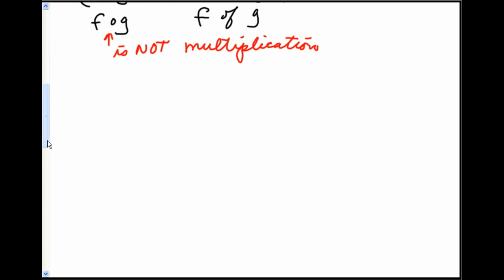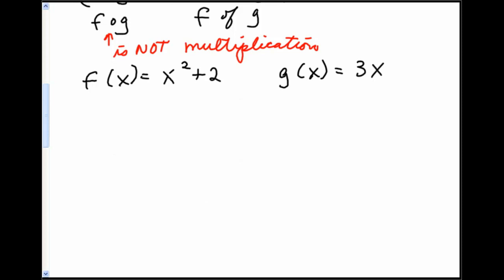Now here I gave you some composite functions. Now I'm going to give you two separate functions and we're going to find their composition. So let's say f of x is x squared plus 2. G of x is 3x. And I'd like to find f of g of x, meaning the g of x, the function, is on the inside of f. Remember, this can also be written as f of g.